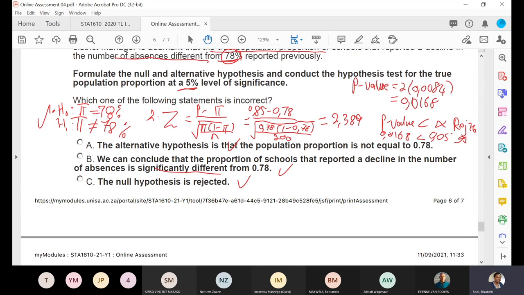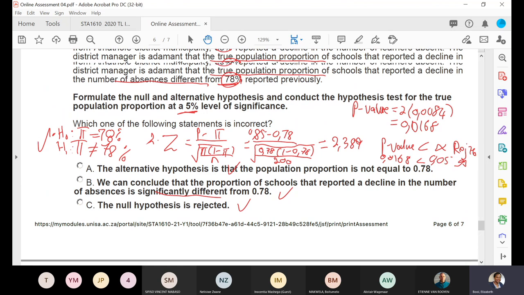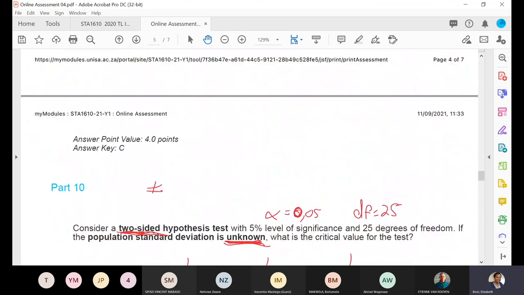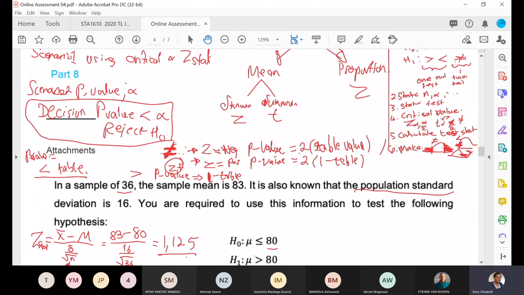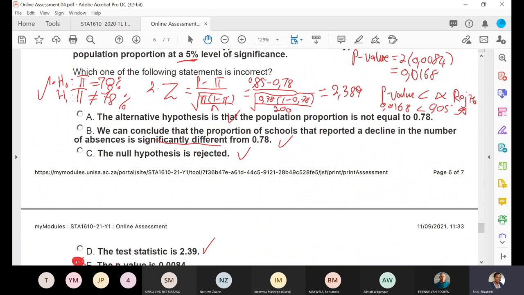Because it is a two-tailed test, that's why the p-value is like this. Let's go back to when we were discussing this. When we find the p-value for a not equal, we multiply the value we find on the table by 2. If it's positive, we say 1 minus the value we find on the table. If it's negative, we take the value we find on the table and multiply that by 2. And that's what we did on this.